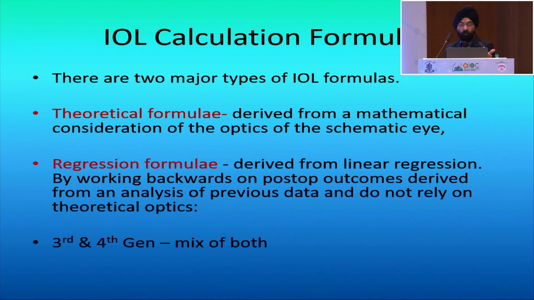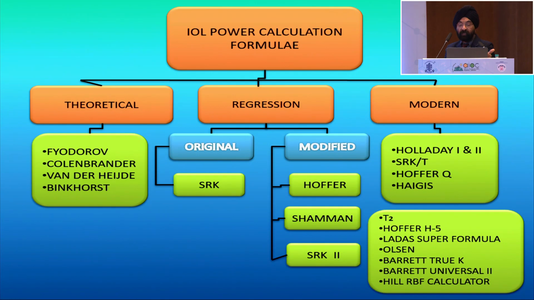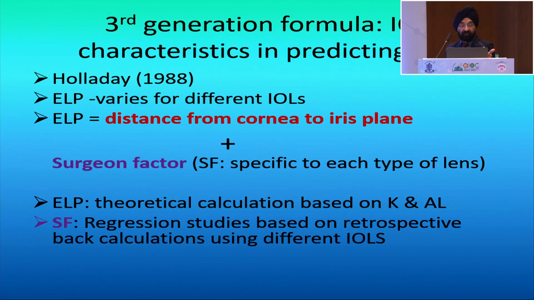We all know about these theoretical and regression formulas. So the newer formulas, which are slowly replacing the older formulas, are Hoffer H5, LADAS, Olsen, Barrett True K, Hill RBF, Kane, and many other new formulas.